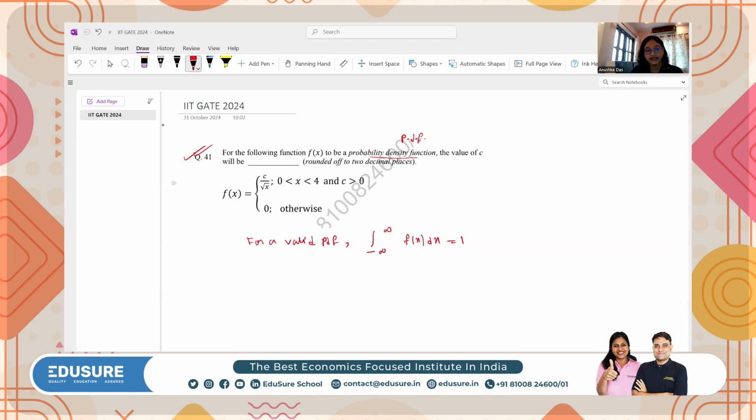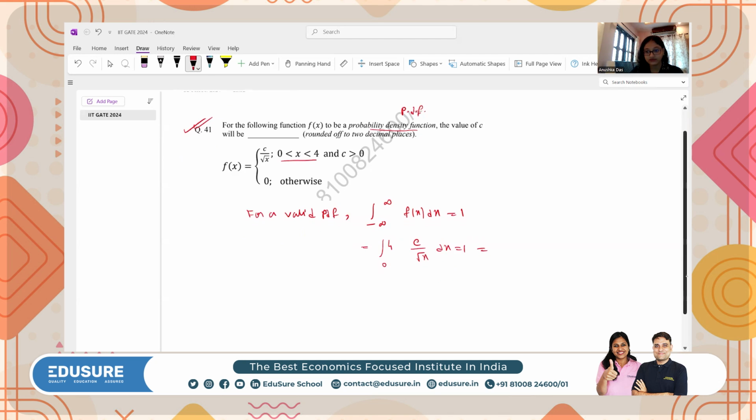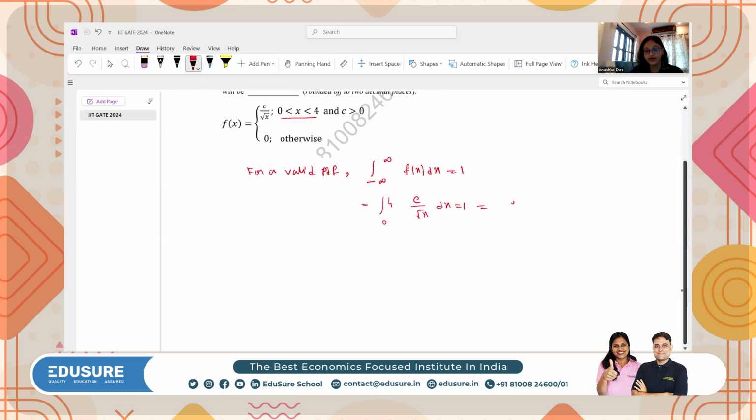Now here, if you see the range of x is from 0 to 4. So what you will do, 0 to 4, instead of f(x), write c upon root x. We will consider only this portion because otherwise it is 0. So only this portion into dx, this has to be equal to 1. So you can take out c. This will be the integral from 0 to 4 of x to the power minus half dx. This has to be equal to 1.